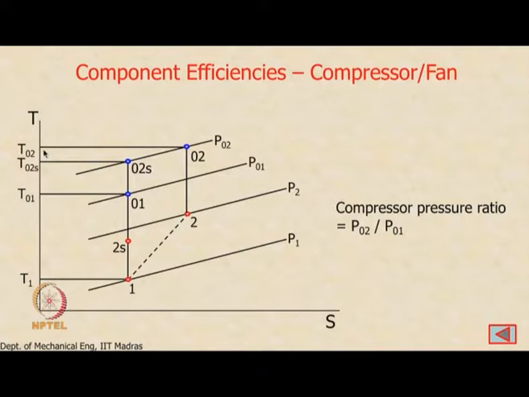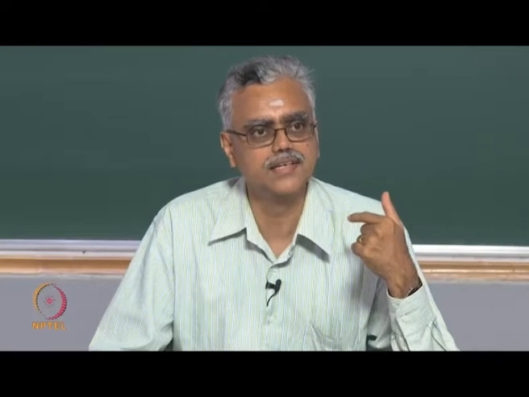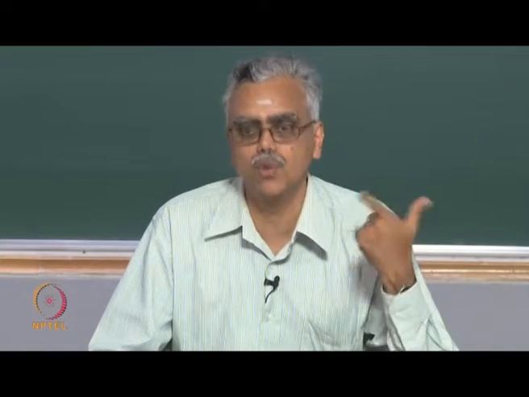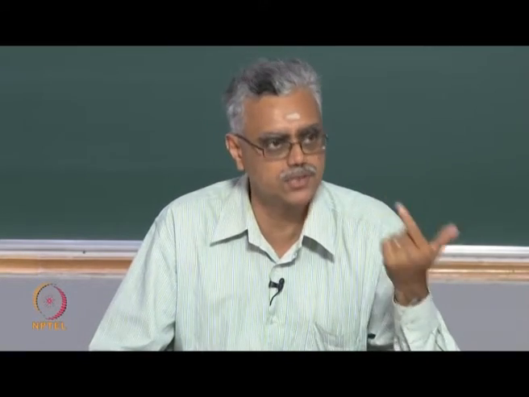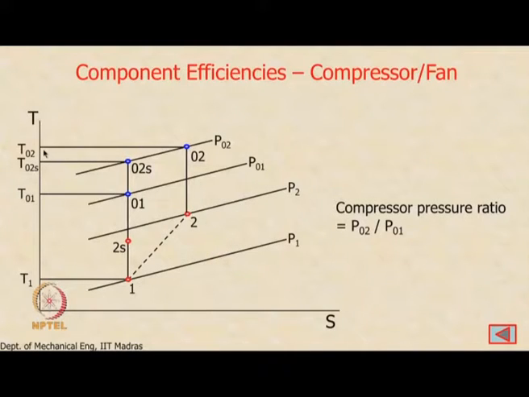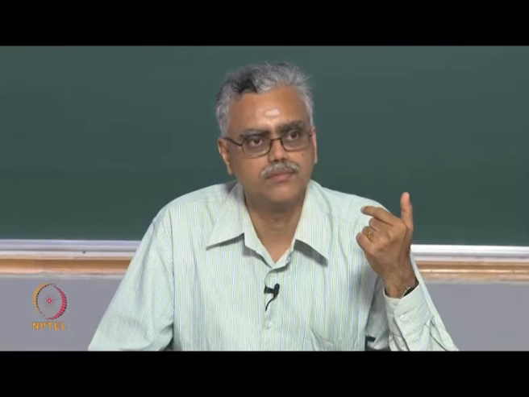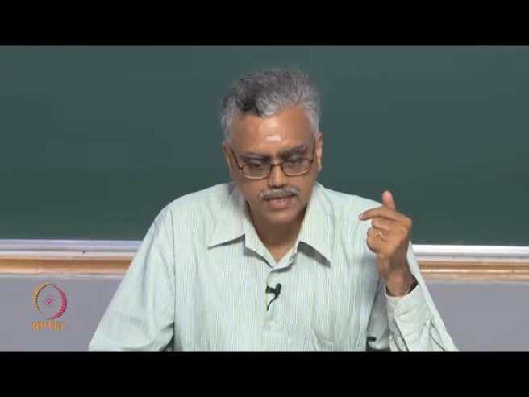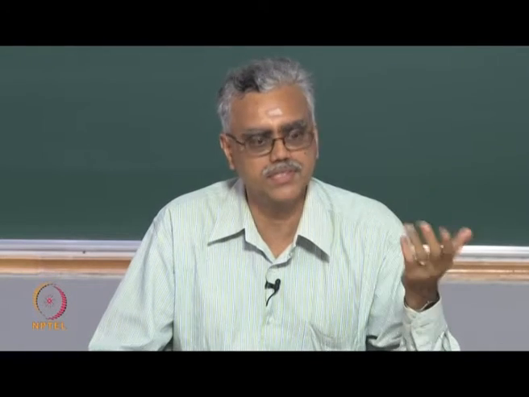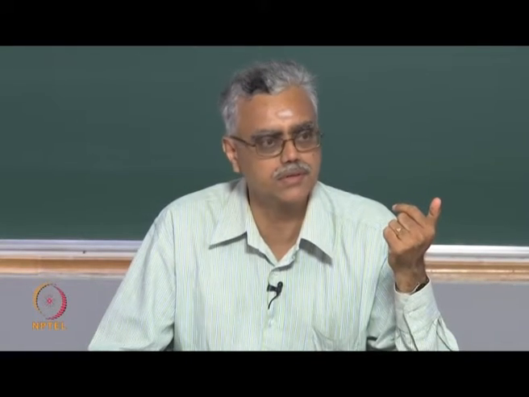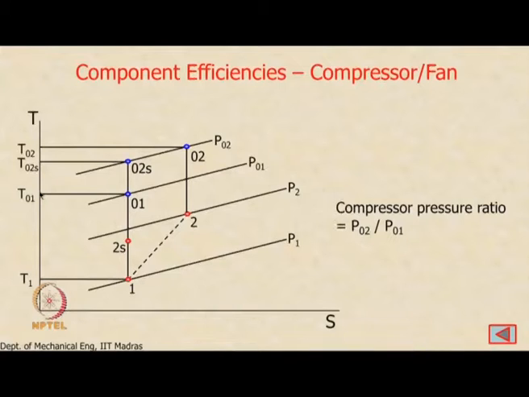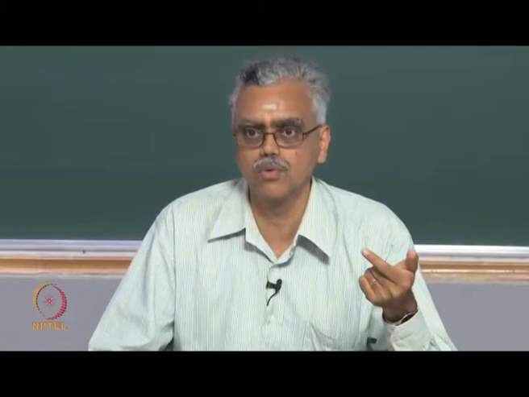Had the increase in stagnation pressure from P01 to P02 taken place in an isentropic manner, this would have been my end state, T02s. Then you can see that the amount of work that I am putting in, which is related to the change in the stagnation temperature, T02s minus T01, is less than T02 minus T01, which means in the actual process, due to irreversibilities, I have put in more work.